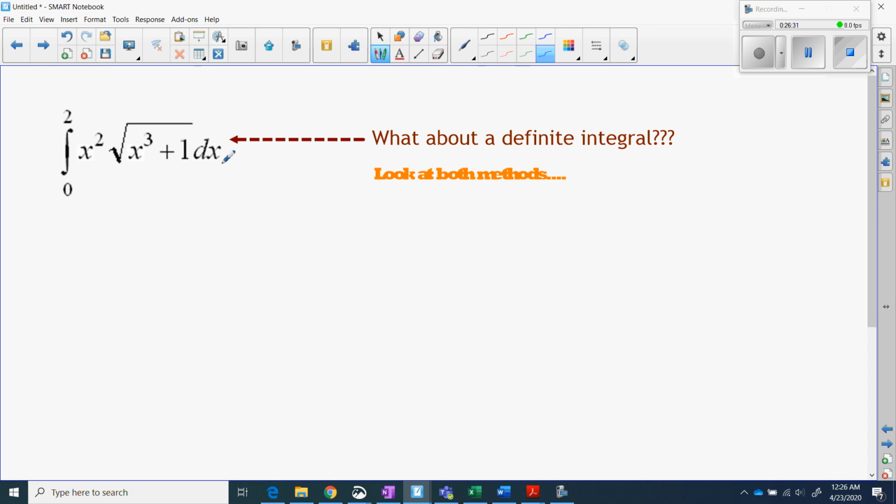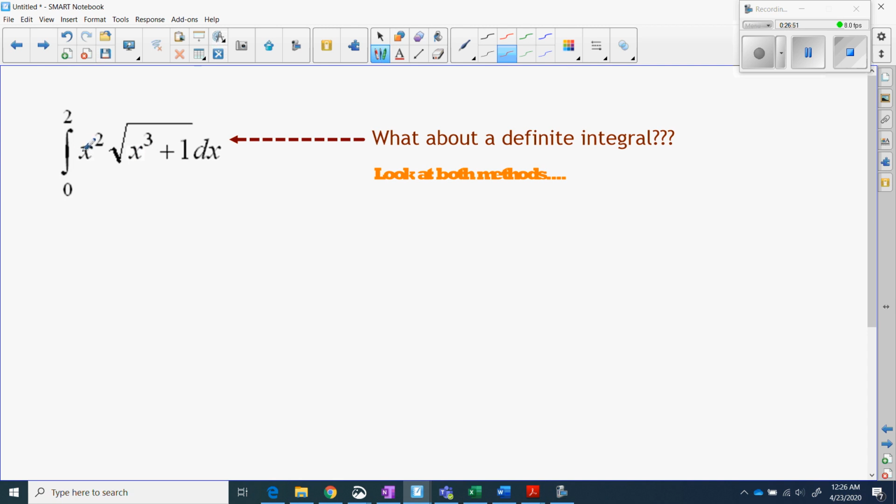Well, the first thing I'm going to do is just pretend the bounds are not there. And I'm going to try and look at this. This one you could probably do with just inspection, because if this was your u, the du would be 3x squared. The only thing you're missing for it to be u to the power du is your 3.